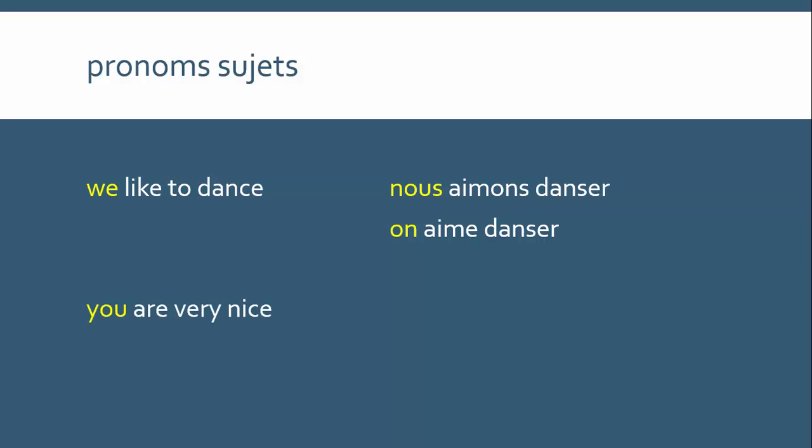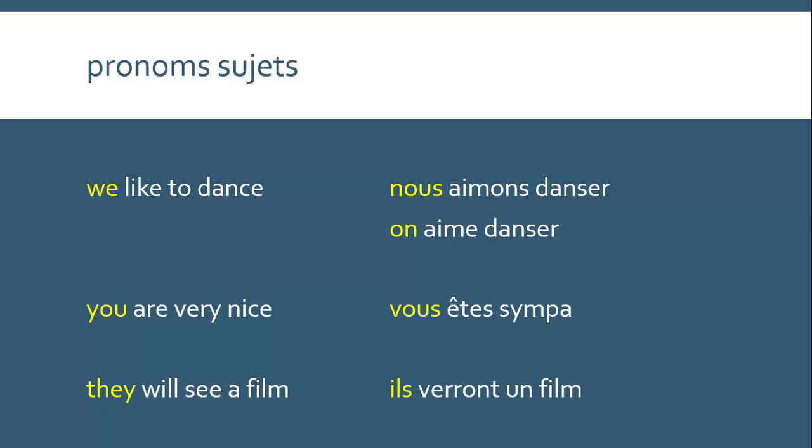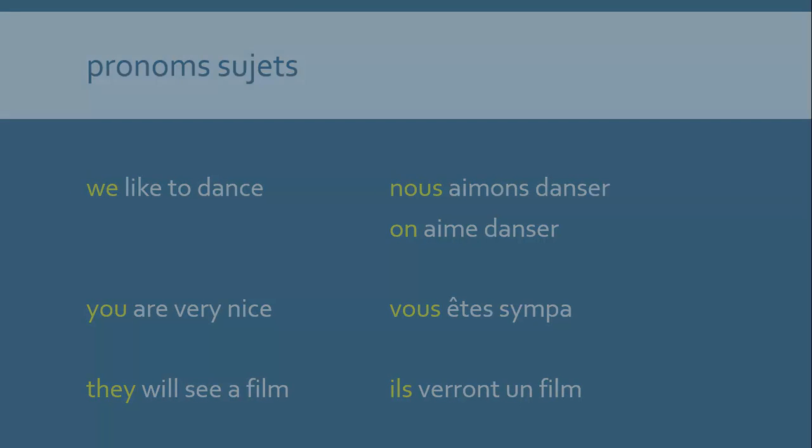You are very nice. This time we're talking to a group of people, so we will say vous êtes sympa, and they will see a film. Ils verront un film. So because we're using ils, we know that this is either a mixed group or a group of men. So there we have French subject pronouns.